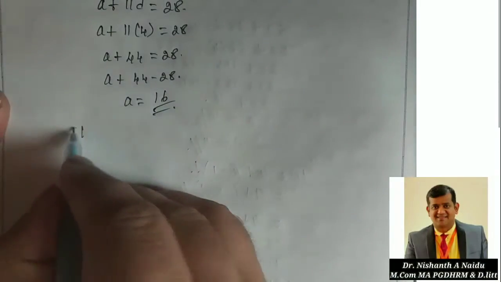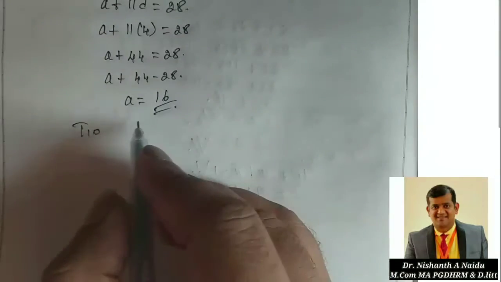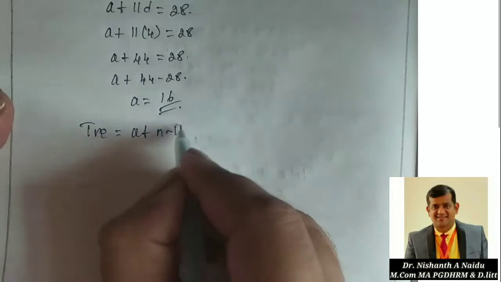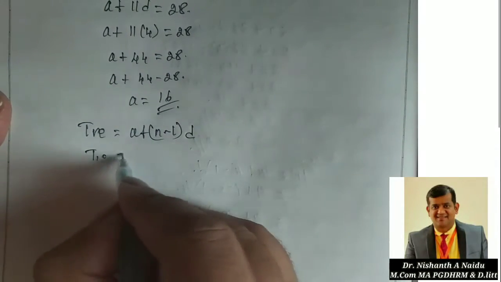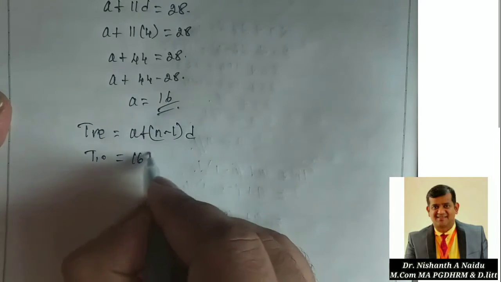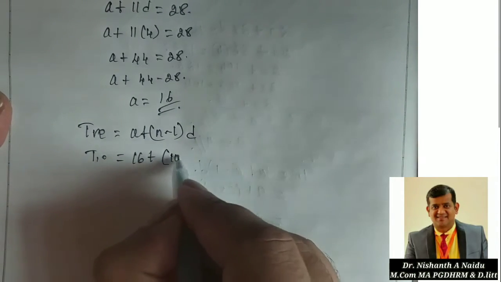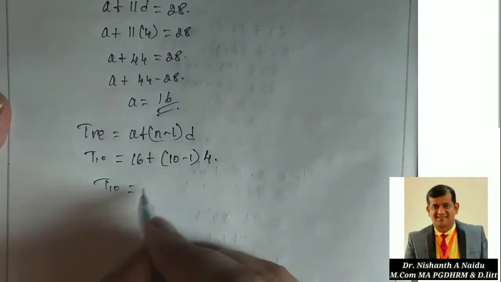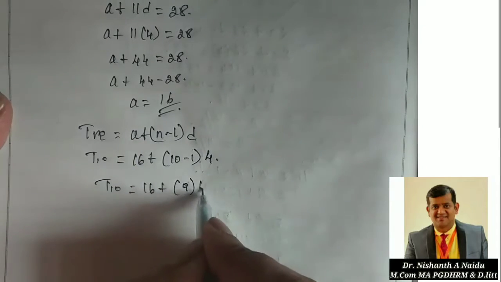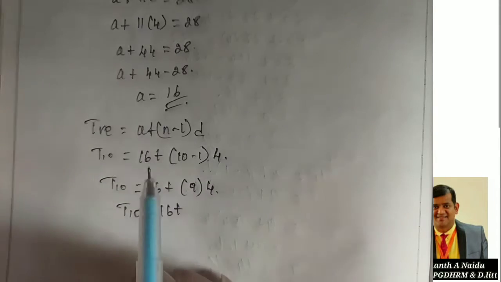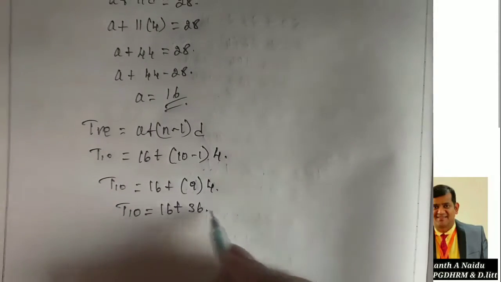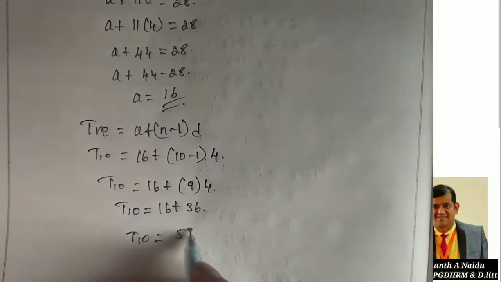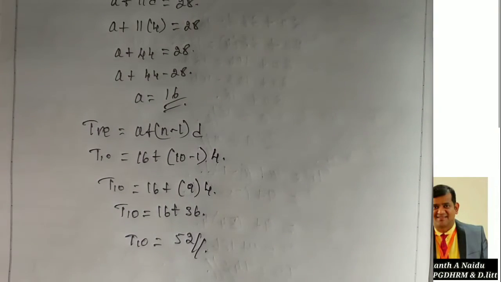Now I am going to identify T10, the 10th term. Tn equals a plus n minus 1 into d. The a value we know, 16, plus 10 minus 1, and the d value we know is 4. So T10 equals 16 plus 9 into 4. 9 fours are how much? 36. So T10 equals 16 plus 36 is 52. So 52 is the answer. Okay.